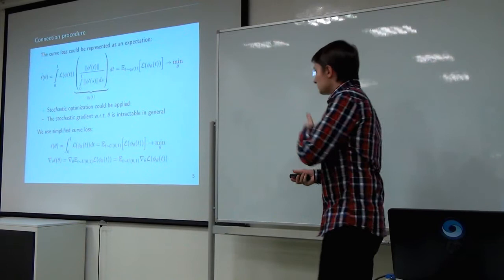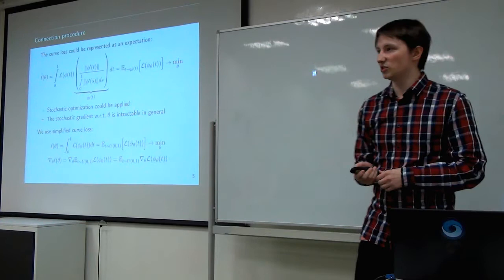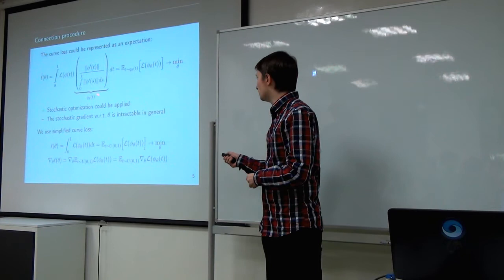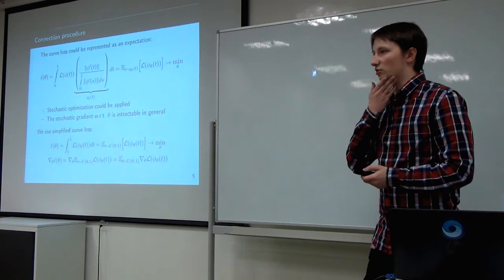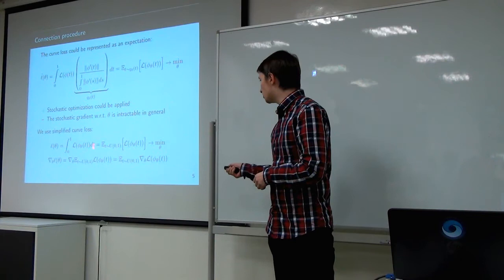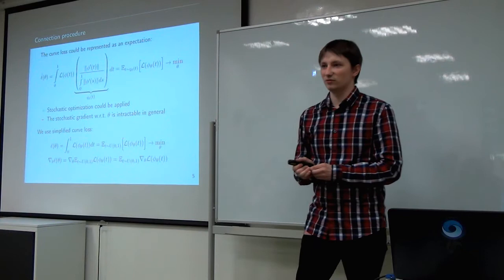So if we could represent our loss as an expectation, we could apply stochastic optimization, but here's the problem: in general, the stochastic gradient of this expectation is intractable, since we cannot compute this curve length for an arbitrary curve. Instead, we replace the distribution q with the uniform distribution over t. So the difference is that this distribution is uniform over t, and this distribution is uniform along the curve length.